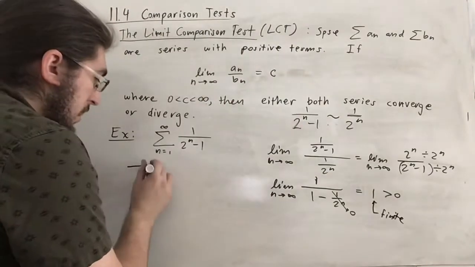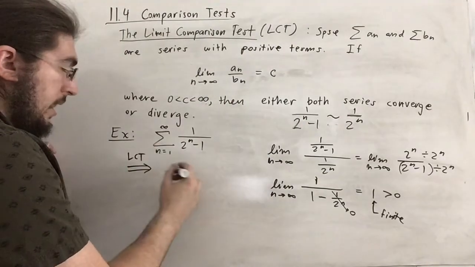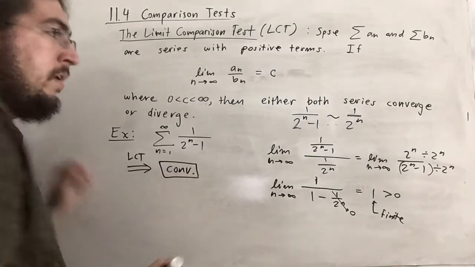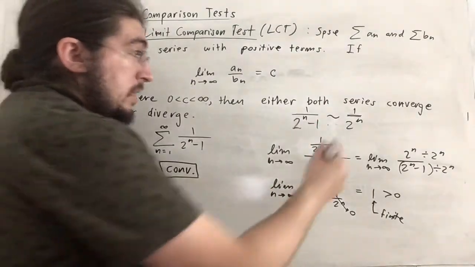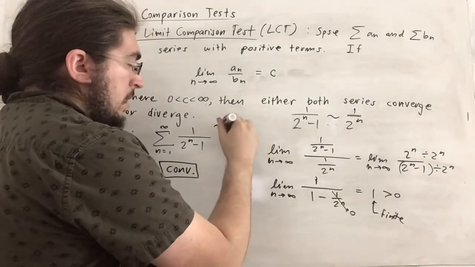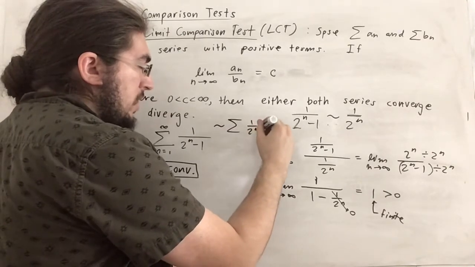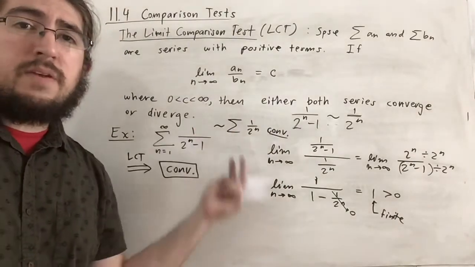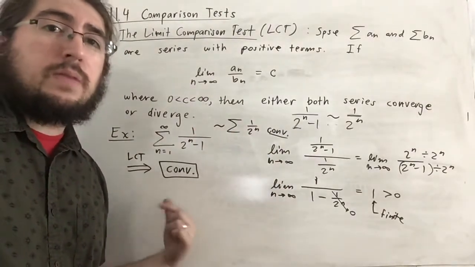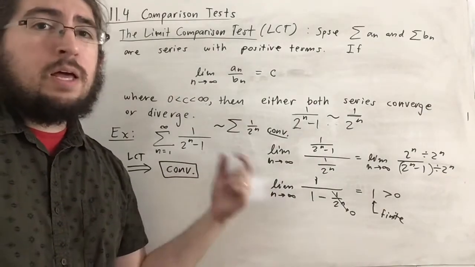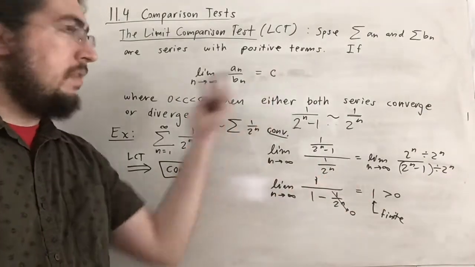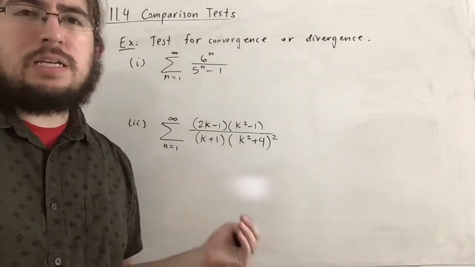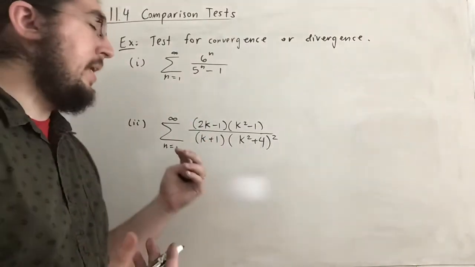So that means by the limit comparison test, so I'll write LCT, this actually converges. In fact, they both converge. So I knew already that the series of this compares to the series 1 over 2 to the n, which we know converges. So if I'm comparing it to something that converges, then I know the result will be that it converges by the limit comparison test. We just need to show that the limit meets this condition, that it's positive and finite.